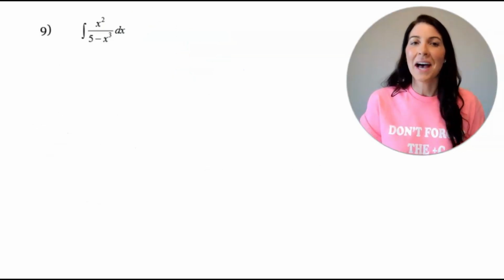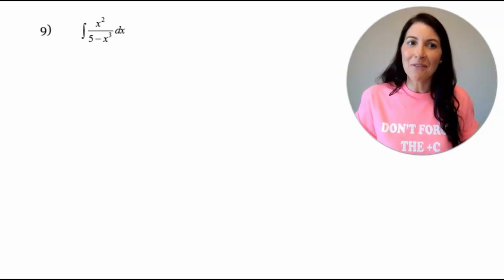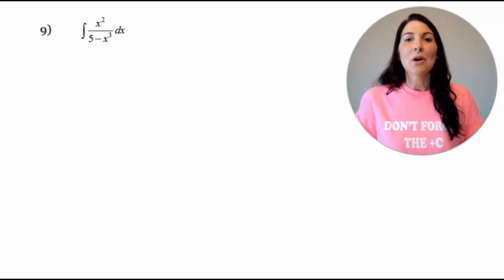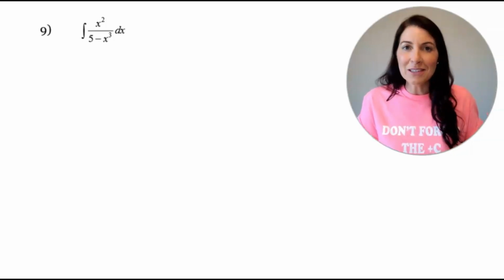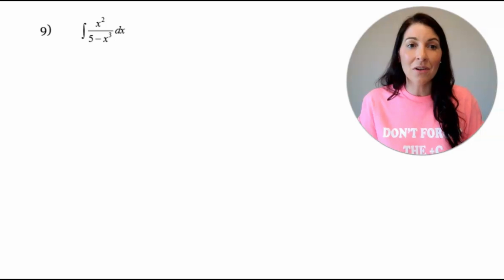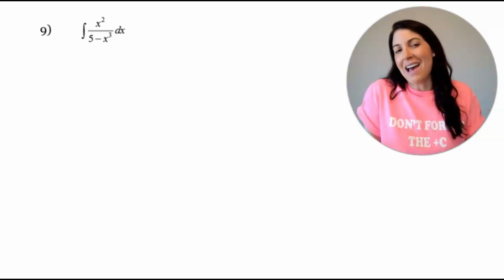Let's take a look at number 9. All right, number 9 is a different one. We haven't seen this one yet. So there are no parentheses, so I can't make my u be what's in parentheses, or there's no radicals, so I can't make my u be what's inside the radical, and there's no exponents that have an x.